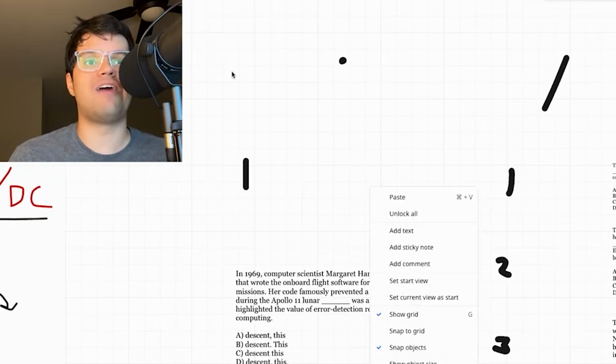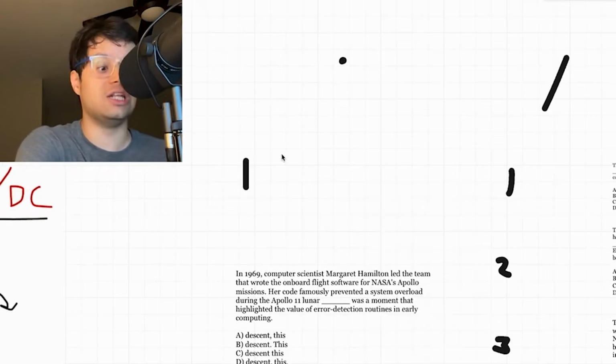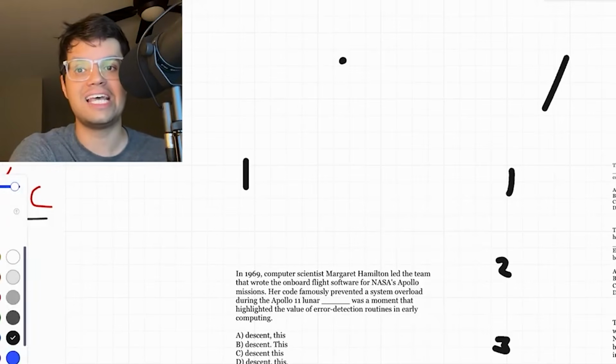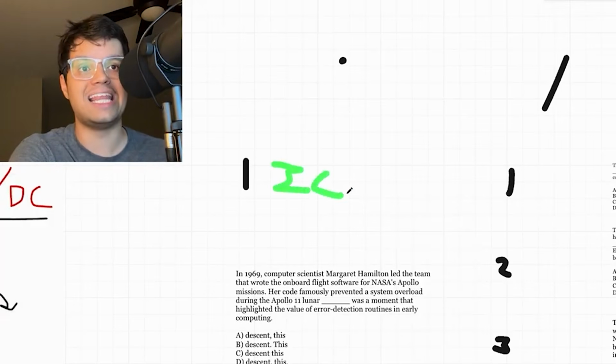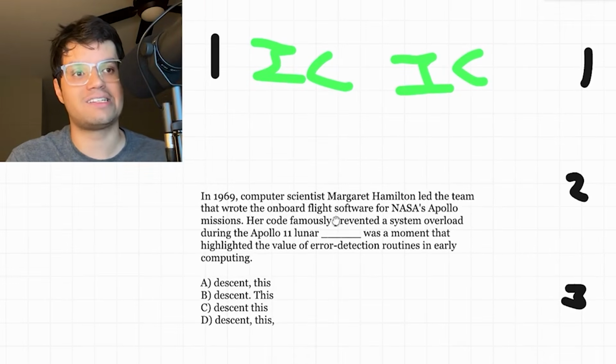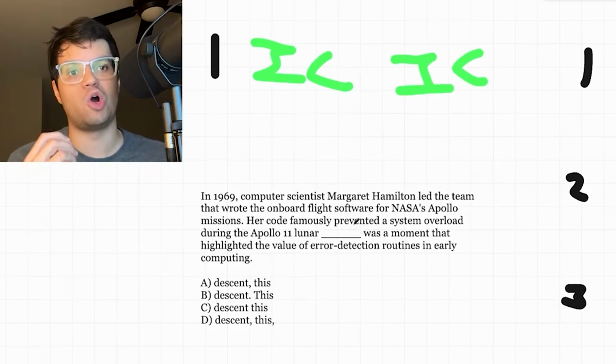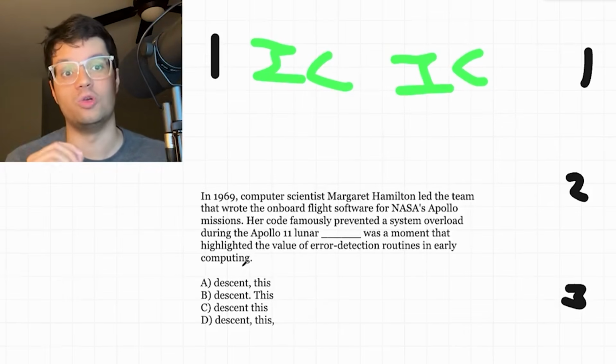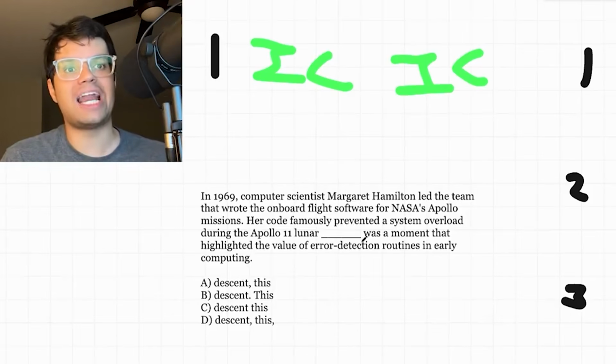First kind of punctuation we have is a period. As I've already said, literally the only time you can use this is to separate an independent clause and then another independent clause. Literally no other situation. So if we look at here, in 1969, computer scientist, actually, I'll skip the first sentence. Her code famously prevented a system overload during the Apollo 11 lunar descent. This was a moment that highlighted the value of error detection routines in early computing.